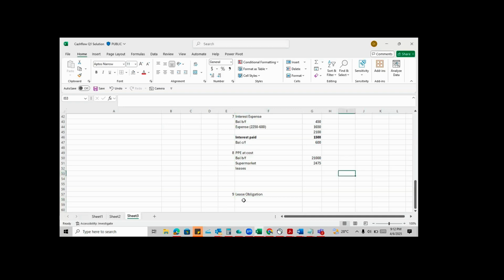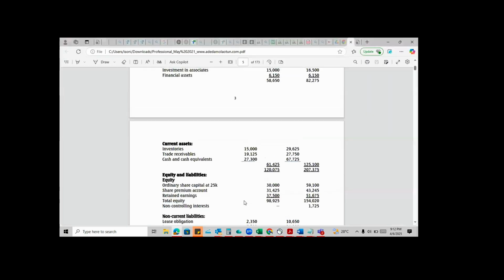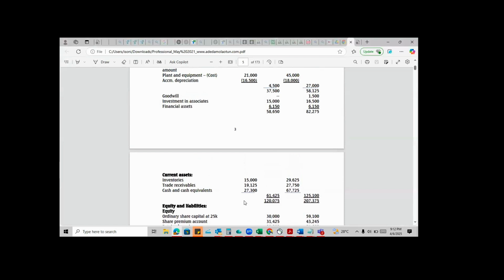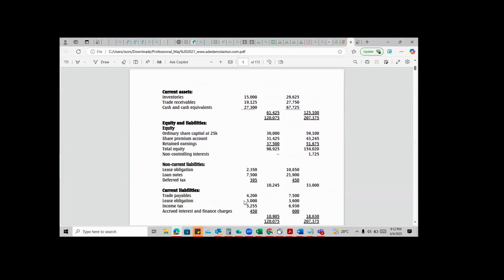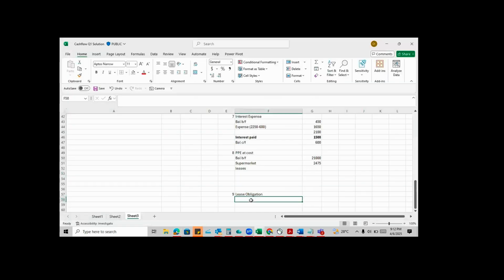Let's go to the question and pick out what is the lease obligation. Not forgetting that when we were dealing with current liabilities as well, we saw lease obligation there and we left it. We said we'll deal with it together. Now the lease obligation you have there is 2,350 non-current, and then you have this 3,000 as current in 2018. So balance that was brought forward, 2,350.